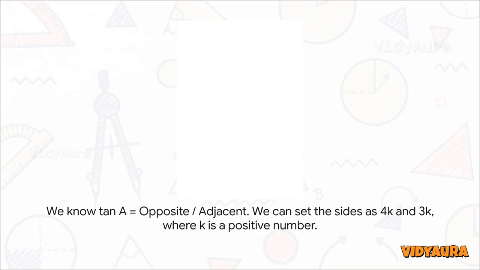Now, why the k? This is a crucial exam point. The k is a constant that reminds us we're dealing with a ratio. The sides could be 4 and 3, or maybe 8 and 6, or 12 and 9. The k accounts for all of those possibilities.